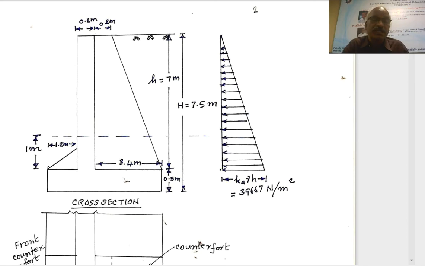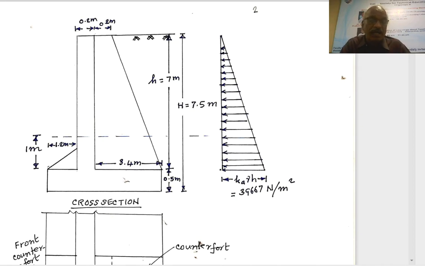The top width, as usual, we have 0.2, and 0.2 we will have as the top width of the counterfort. The overall height of the wall is 7.5. We assumed the base thickness as 0.5 meter, therefore the height of the upright slab is 7 meters, 7.5 minus 0.5 equals 7 meters. So this is the earth pressure diagram. Ka gamma H is the intensity of earth pressure at the bottom: (1 minus sin phi) by (1 plus sin phi) into gamma, which is 17,000, and H is 7 meters at the bottom of the upright slab.